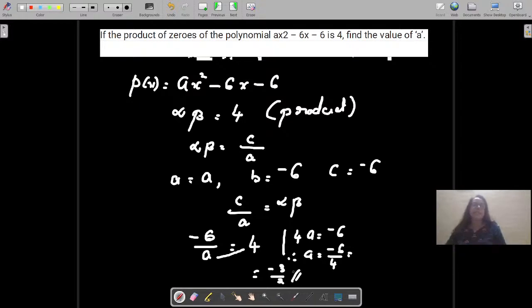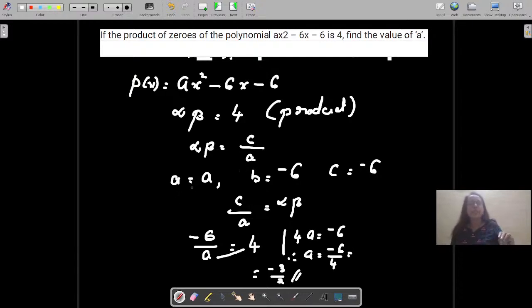One more time we will see this question. ax square minus 6x minus 6 we are given. Product of zeros 4 is given. Product of zeros, that is alpha and beta, the two zeros. So alpha into beta is equal to 4. So alpha into beta is c by a. You know the relationship between the zeros and the coefficients. So alpha beta is equal to c by a.